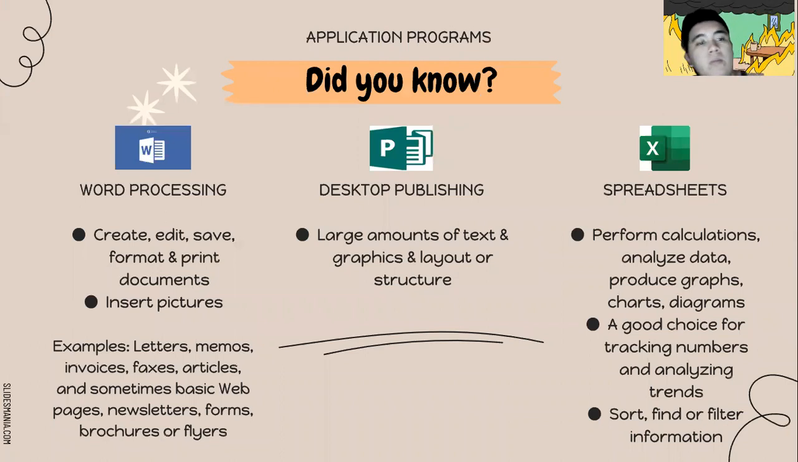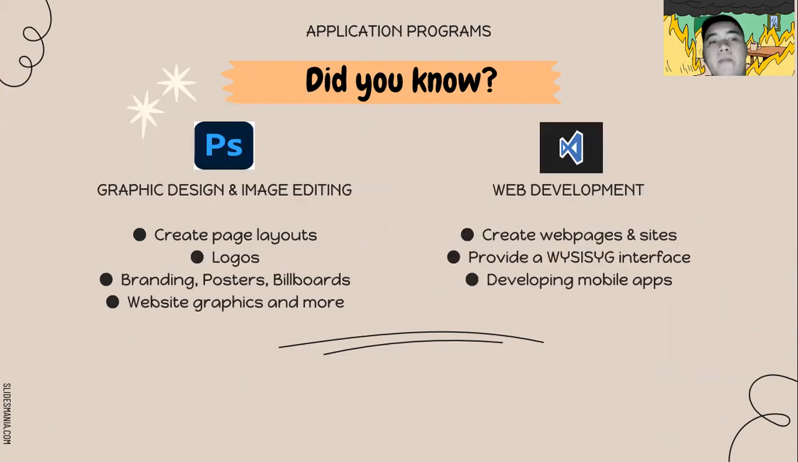Did you know that in application programs there are different types of programs? Word processing: create, edit, save, format, and print documents, insert pictures. Examples: letters, memos, invoices, faxes, articles, and sometimes basic web pages. Use letters, forms, and brochures or flyers. For desktop publishing: large amounts of text, graphics, and layout or structure. For spreadsheets: perform calculations, analyze data, produce graphs, charts, diagrams. A good choice for tracking numbers and analyzing trends. Sort, find, or filter information.